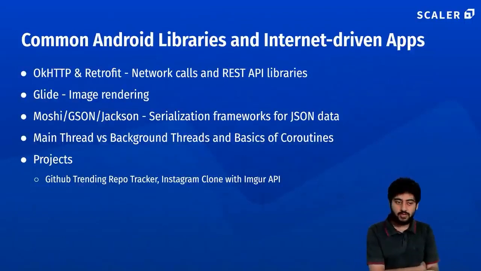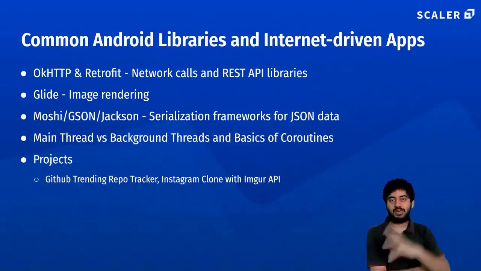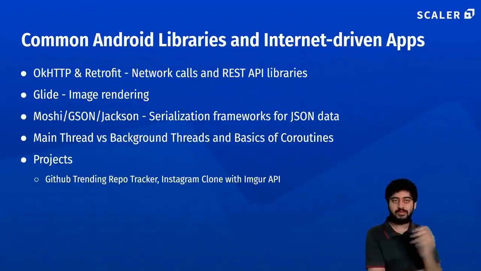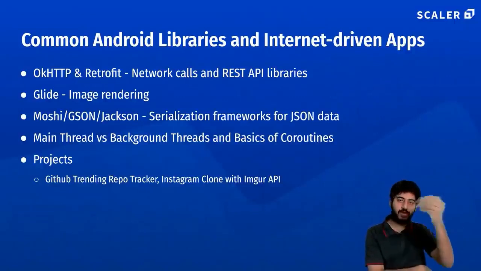Then serialization. When you're making API calls, the data usually comes in the form of JSON or XML. So we use something like Jackson, GSON, or Moshi to do the serialization work, like turning a JSON object into a Java object, and back as well. So when you're sending data, a Java object has to be turned back into JSON.